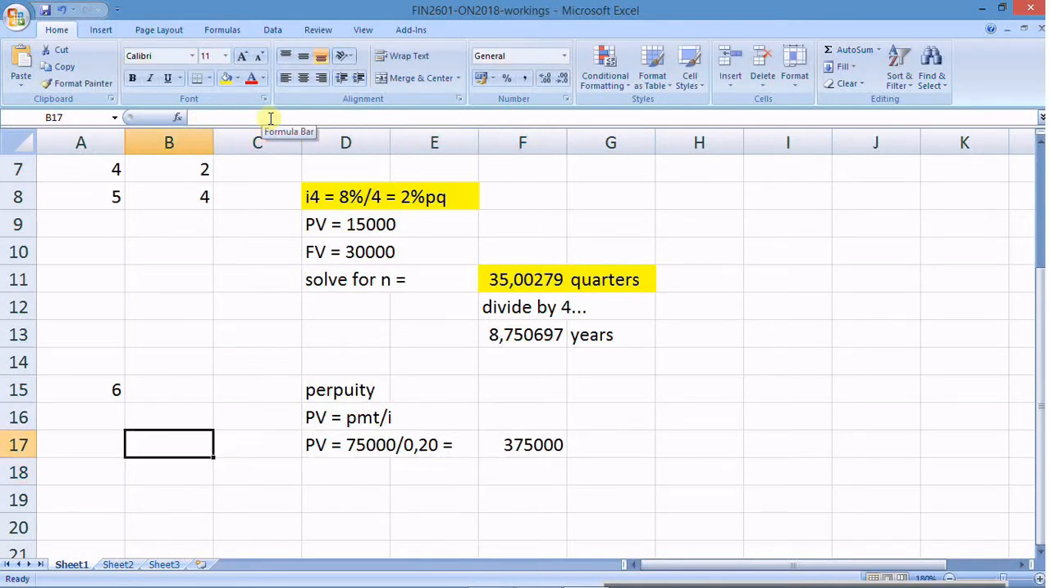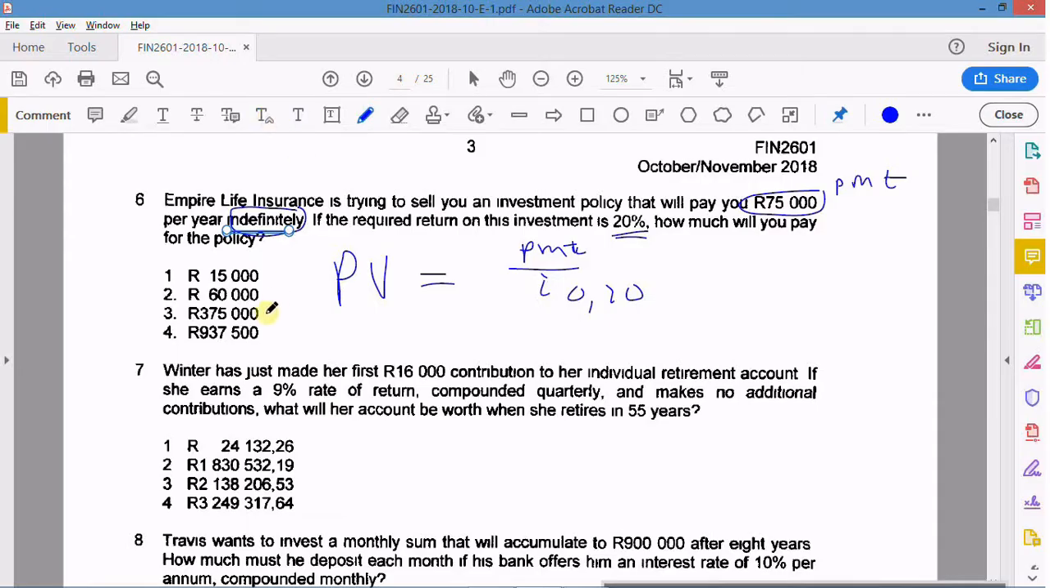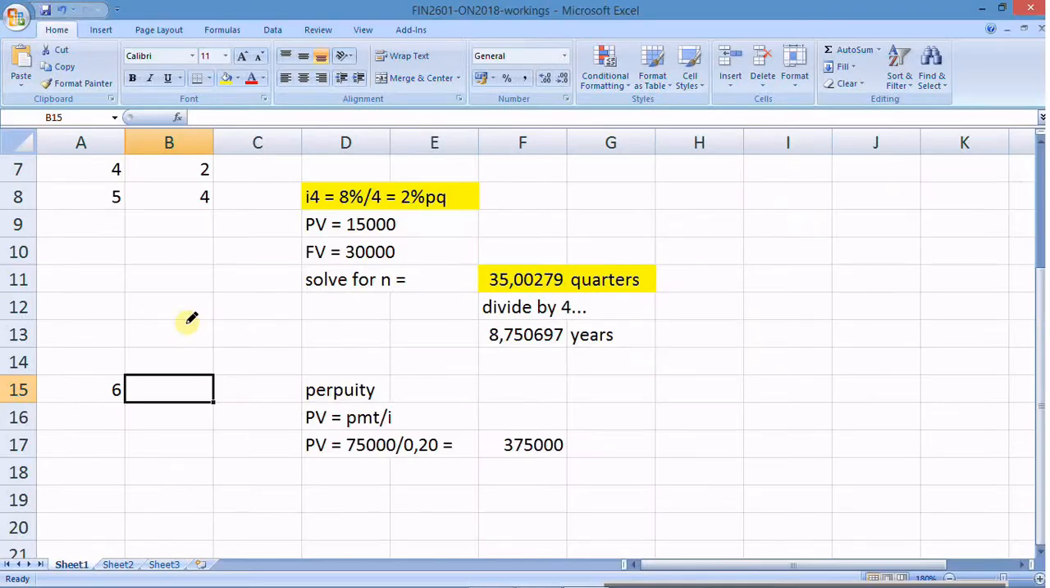75,000 divided by... no, you have to put 0.25. Remember, if it's a formula, you put in decimals. I got 375,000. Yes, option 3.